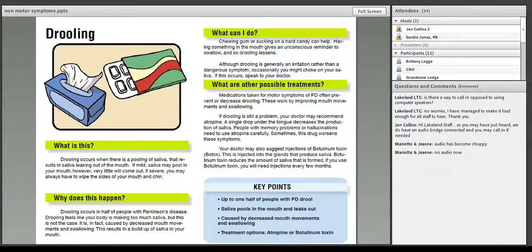However, as people with Parkinson's have this automatic or autonomic nervous system dysfunction, swallowing is no longer automatic for them. People with Parkinson's don't produce more saliva than you and I. The problem arises because of the automatic swallowing reflex. It's no longer automatic. And that, in combination with decreased mouth movements, results in a buildup of saliva which pools and then eventually leaks out of the mouth.